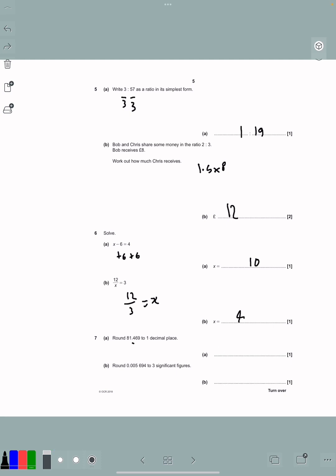So it would be 81.5. Round this to 3SF. 3SF means don't include any of the initial zeros, so 0.00. Now the next 3 digits. So it would be 0.00569. It would stay as a 9 because the number after 9 is a 4, so you do not round up.